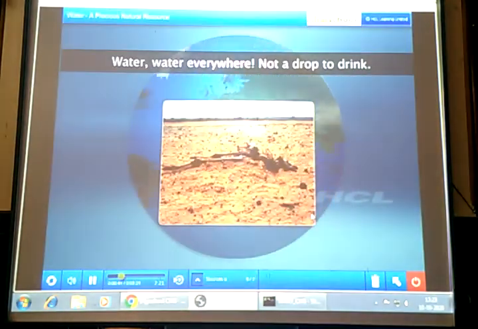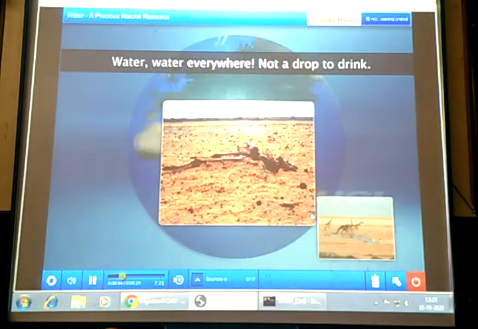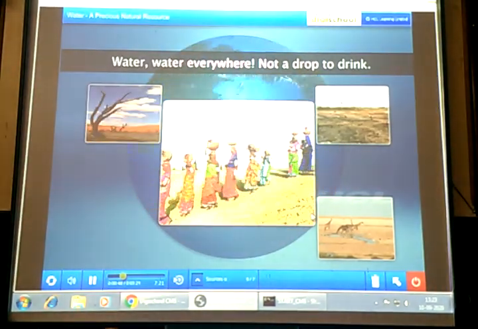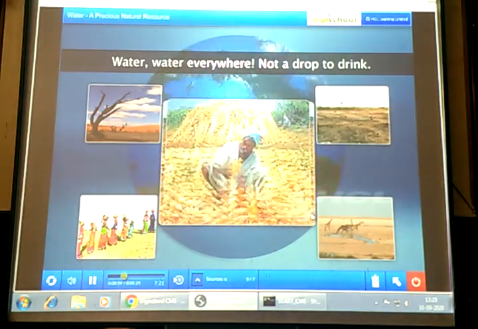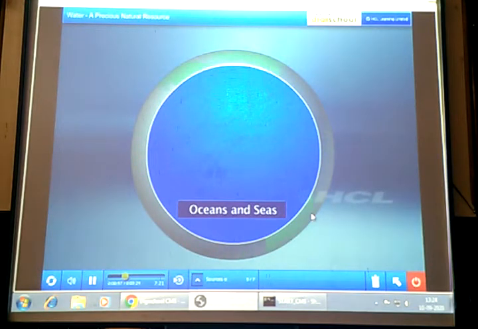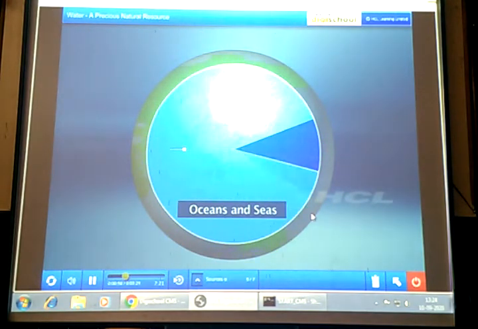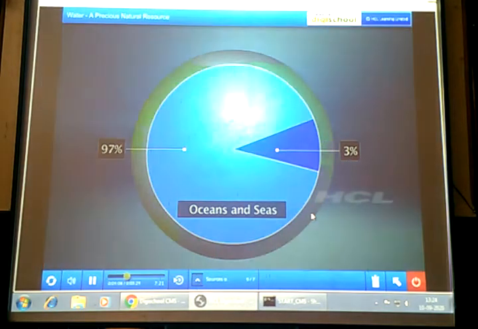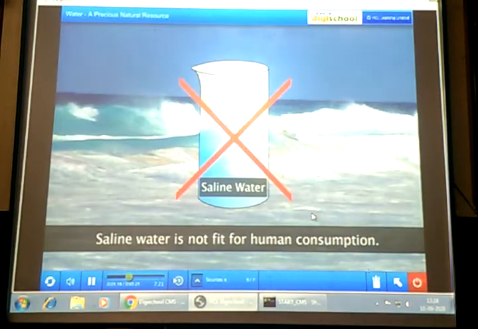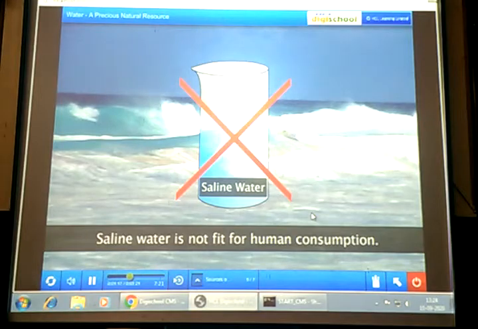In spite of an abundance of water on the Earth, people in many parts of the world do not get water to drink. Why is it so? If we see the distribution of water on the Earth, almost 97% of water is in the oceans and the seas. Ocean and seawater is saline, as it contains a lot of salt. Saline water cannot be used for drinking or cooking.